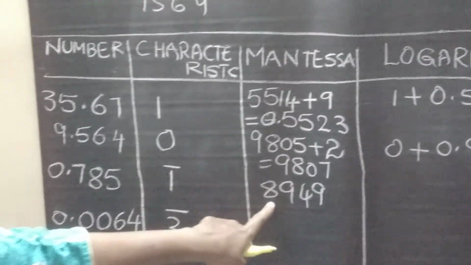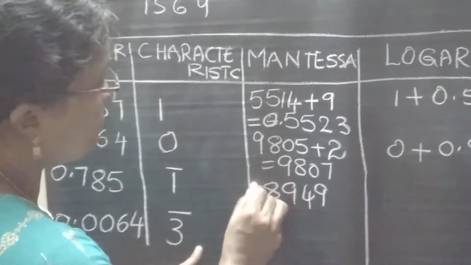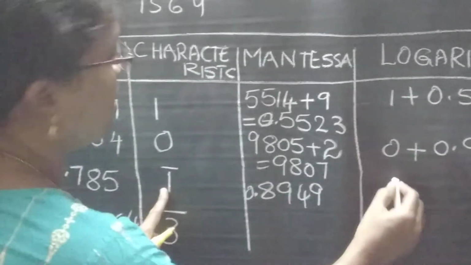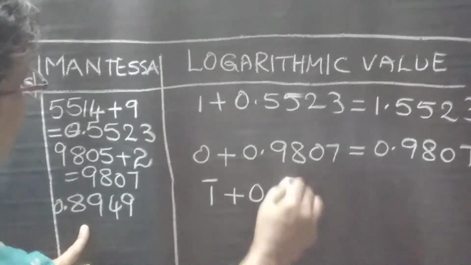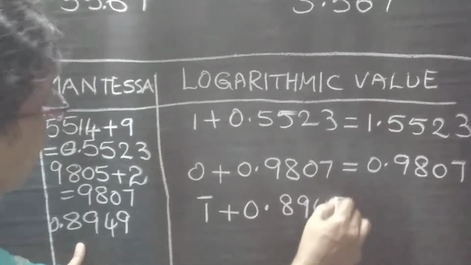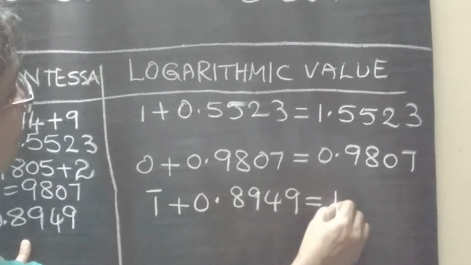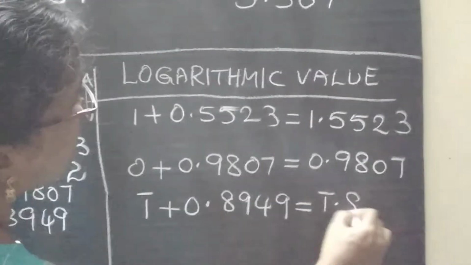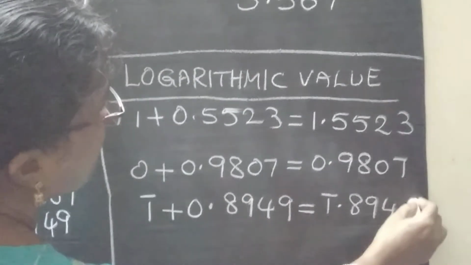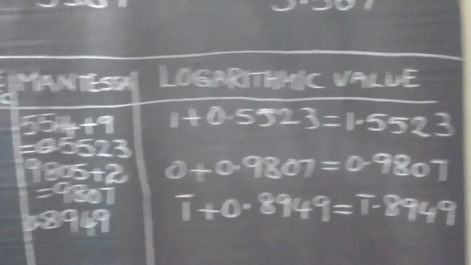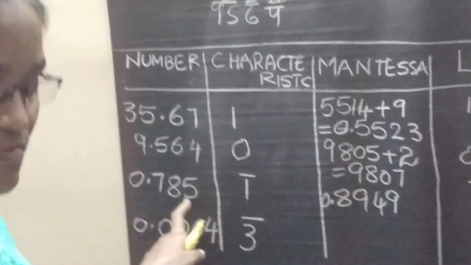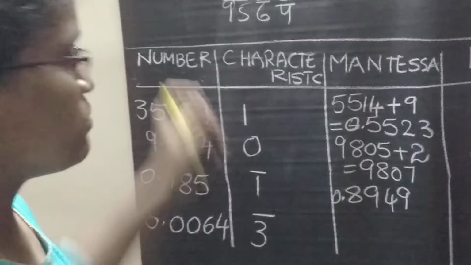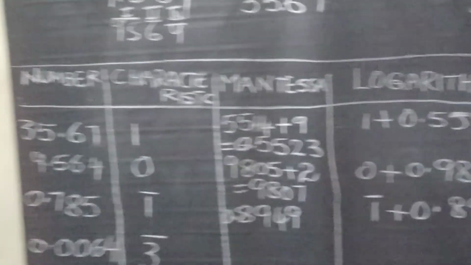So here we got the mantissa as 0.8949. And we have to add bar 1 plus 0.8949, which is equal to bar 1.8949. So this is our logarithmic value of 0.785. In this way we can find the logarithmic values of the given values. So thank you.